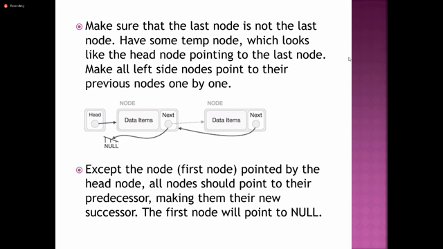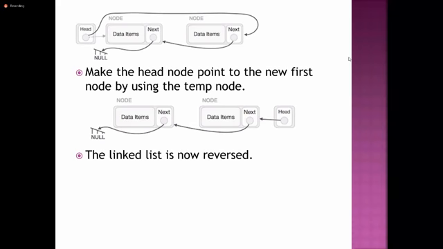Except the first node pointed by the head node, all nodes should point to their predecessor, making them their new successor. The first node will point to none. This is how the operation will take place. Then make the head node point to the new first node using the temporary node. This is how you can achieve the reverse operation.